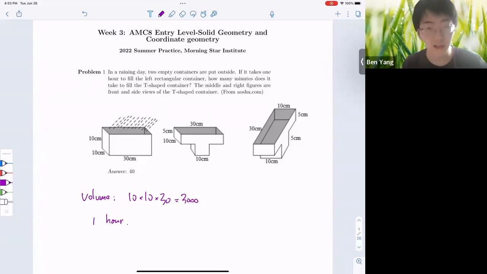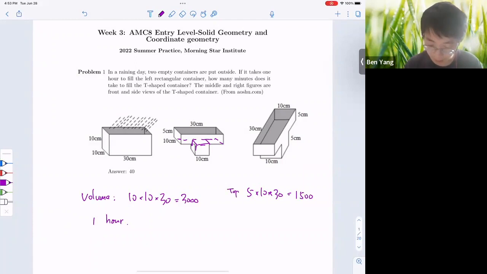So I guess we can cut it into 2 pieces, one rectangular box on top and another rectangular box on the bottom. So it's like right here. Okay, something like that. Cool. So for the part on top, the volume, again, we do the product of 5 times 10 times 30. And that's 1,500.